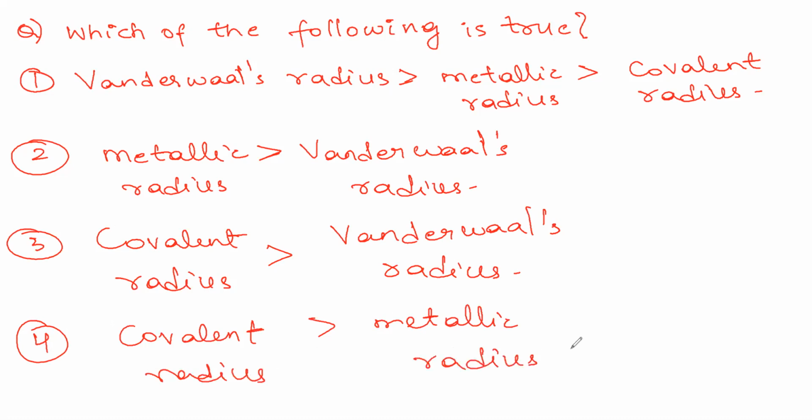So the first option is correct. Already we know van der Waals radius is greater than metallic radius and covalent radius. First option is correct. So van der Waals radius is always greater than covalent radius, and metallic radius is also smaller than van der Waals radius. Next question.